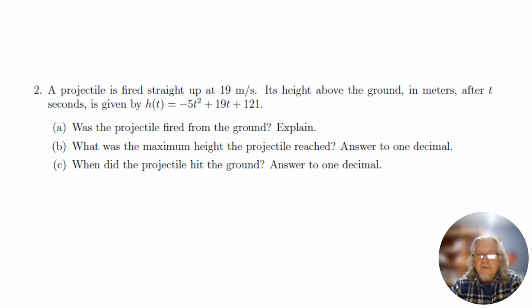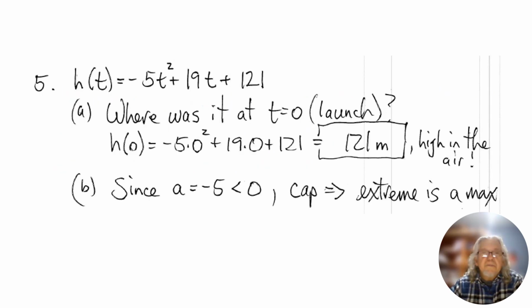When did the projectile hit the ground? Okay, we can answer all of those questions. So the question was, was it launched from the ground? So the launch occurs at what time? 3, 2, 1, 0, right? When t is 0, what's the height? So plug it into the height formula, negative 5 times 0 squared, plus 19 times 0 plus 121. 121 meters. It's way up there.